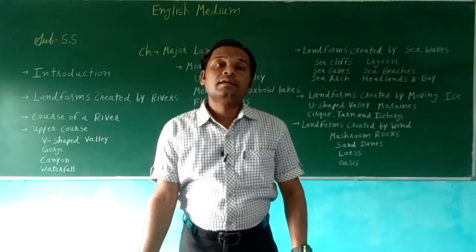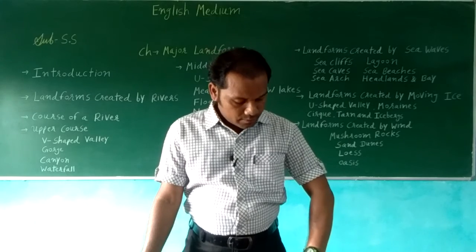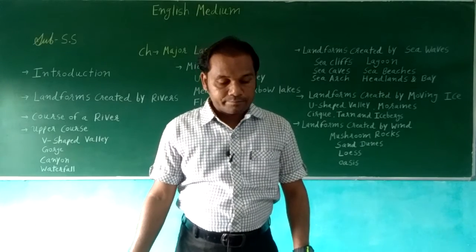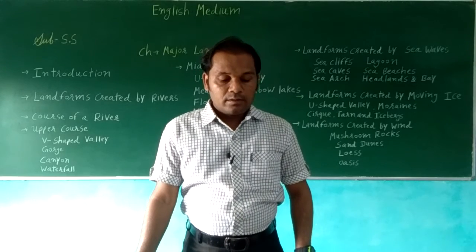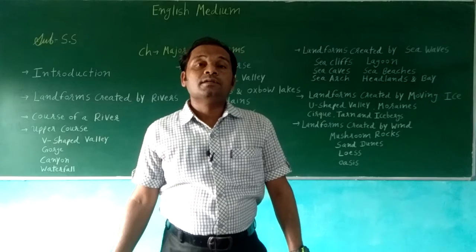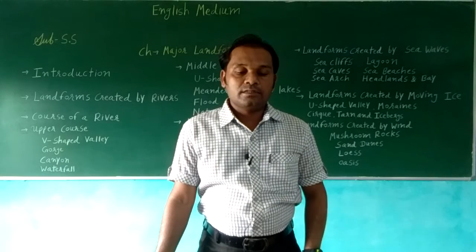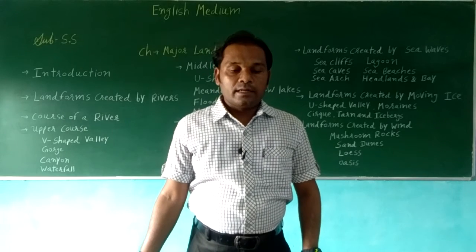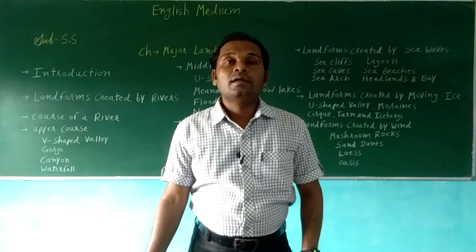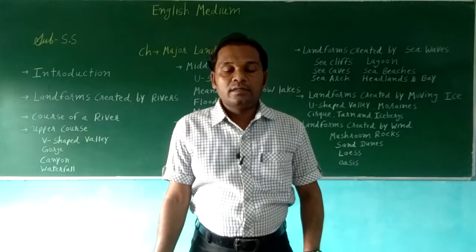The area drained by a river and its tributaries is called a river basin. A river plays a major role in shaping the earth's surface through erosion, transportation and deposition. These are the three ways that a river forms landforms: erosion, transportation and deposition.